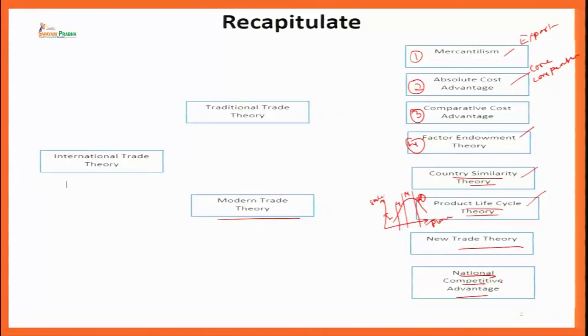New trade theory talks about certain essential parameters like economies of scale, product differentiation, and the first mover advantage. The national competitive theory is given by Michael Porter, and this theory is also known as the factor diamond theory. It focuses on four essential factors: factor conditions, demand conditions, related and similar industries, and the strategies and structure of the rivalry among companies in that host country. So these were the different theories that we had discussed.